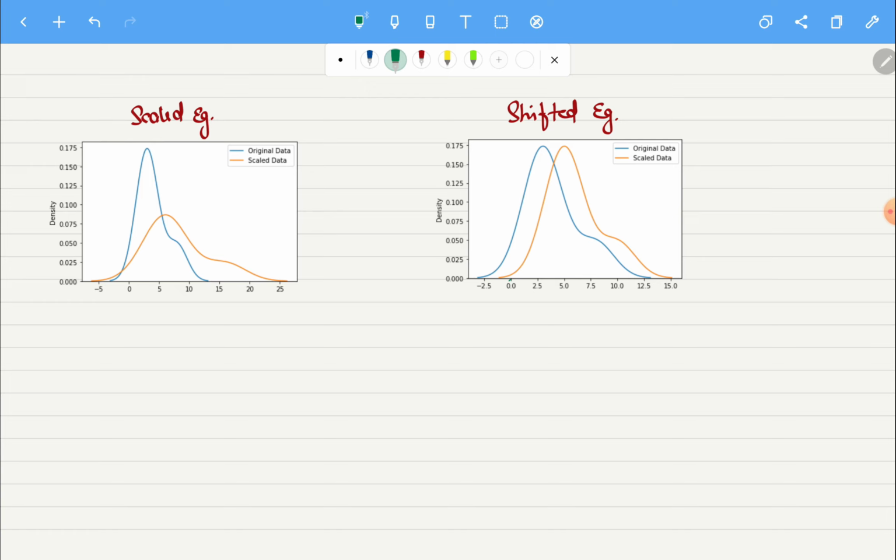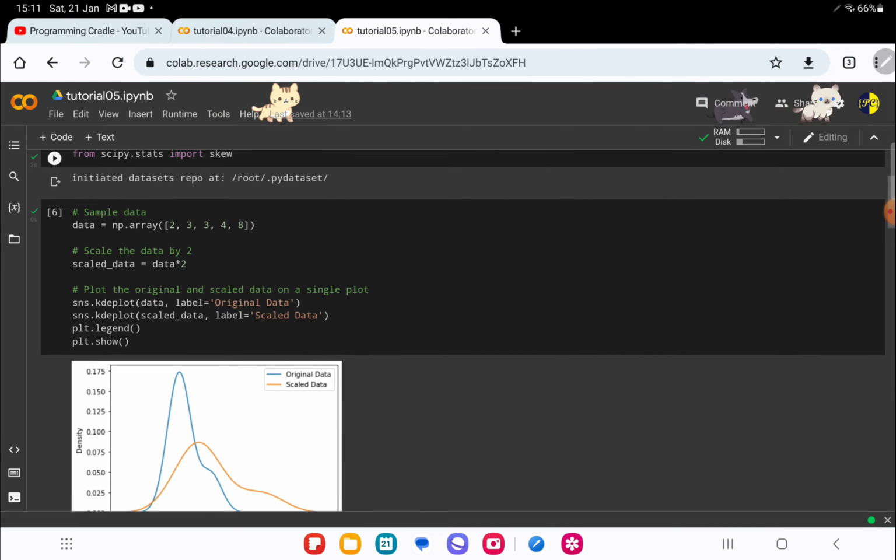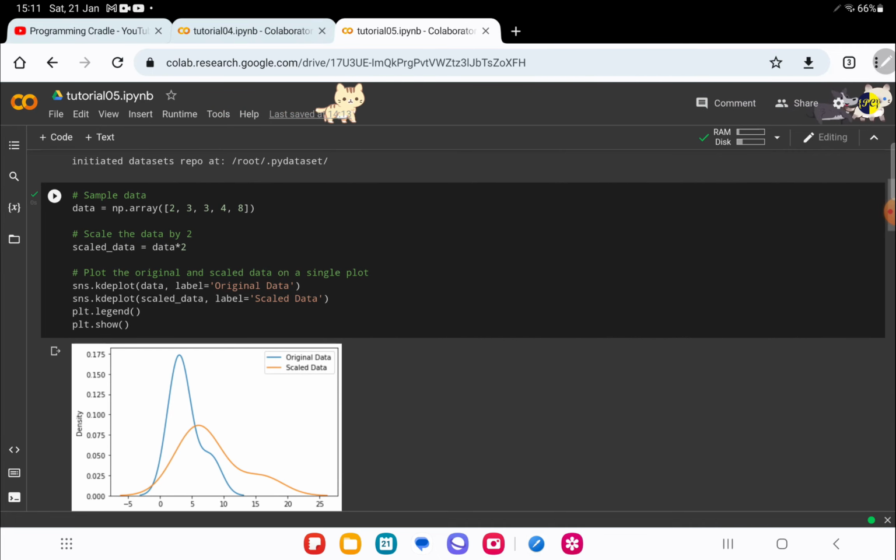Now let me take you to our notebook and show you how you can actually do these things. Now we'll see the effect of scaling and shifting on a real dataset. So again, I'm using the PyDataset package, and from that package I will be using the Boston dataset. But the way I generated those plots, for that you can see the code here. I've just taken the same values as that was in the slide. I've multiplied it by 2 and I've just plotted their distribution.